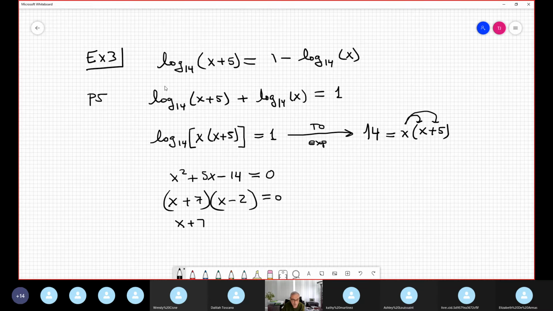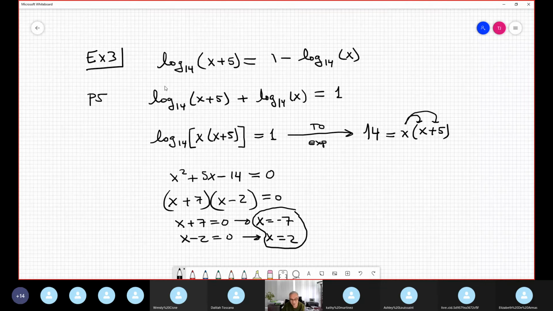The first one is negative 7, and the second is positive 2. I finish. These are potential solutions, and these potential solutions you need to verify one by one in the original equation. It's obvious that negative 7 doesn't work. Not 100%, it depends on the equation, but frequently it doesn't work. So you plug in negative 7 here, and it's obvious a negative number inside the argument of any logarithmic function is undefined. The negative 7 doesn't work.